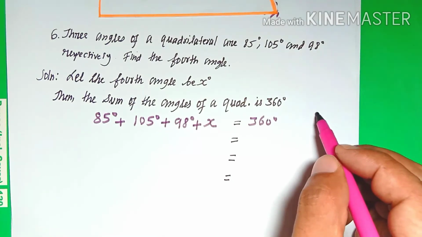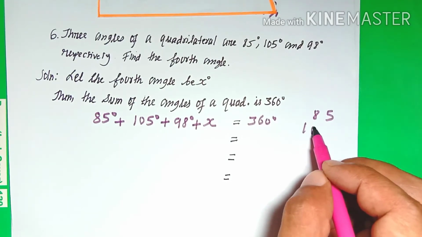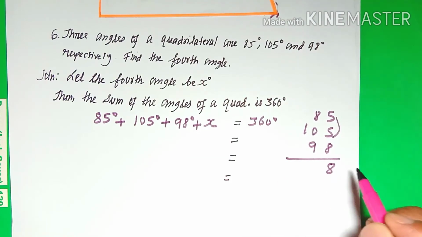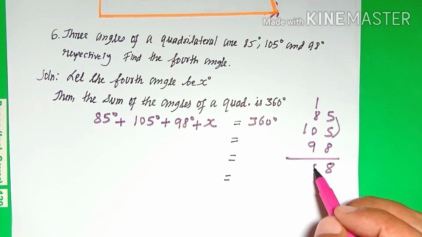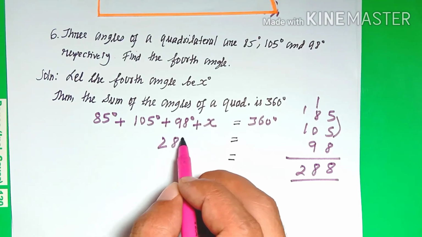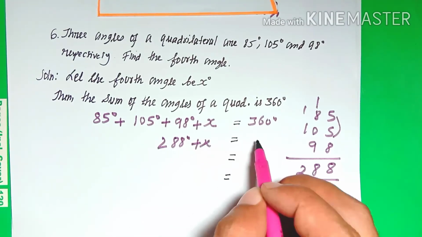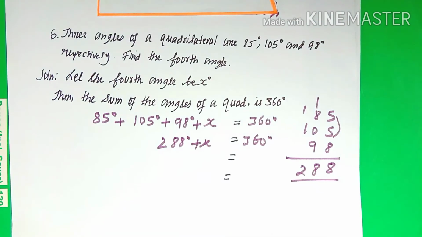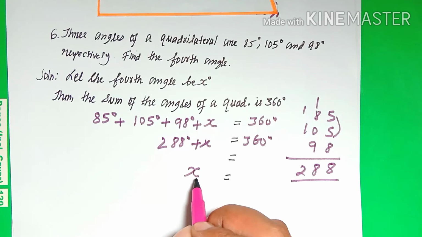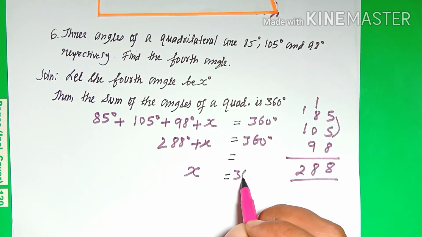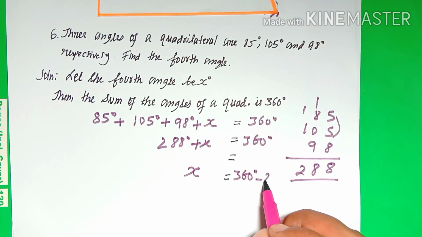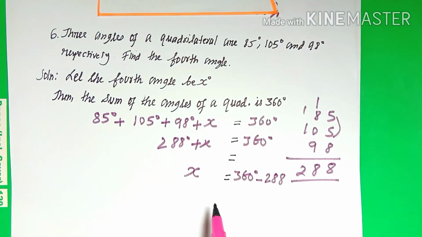So we take rough work here: 85 plus 105 plus 98. These two will be 10, plus this will be 18, 1 in hand, 9 plus 9 will be again 18, 1 in hand, so 2. The total I've got is 288 degrees plus X. Again the right side we drop as it is, 360. These two are not possible to add, so we collect the like terms, keeping X on the left hand side. Now on the right hand side we have 360 degrees minus 288 degrees, since transposing this value changes the sign.